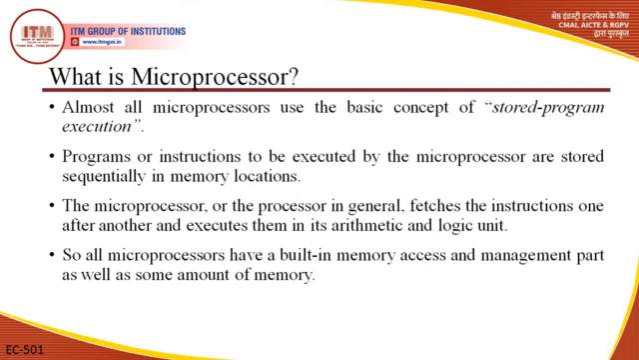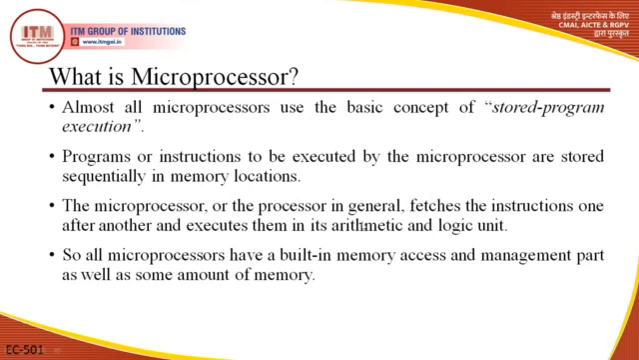So this program or instructions to be executed by the microprocessor are stored sequentially in the memory locations. Because a memory chip has multiple memory locations, so memory has some addresses and the microprocessor reads these addresses in sequential manner and executes.